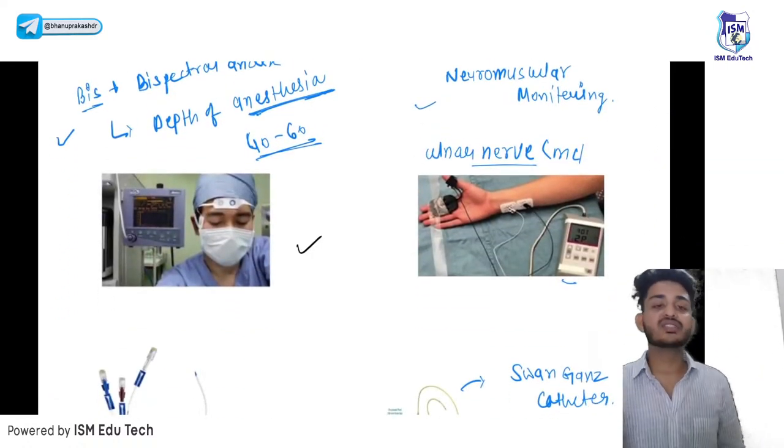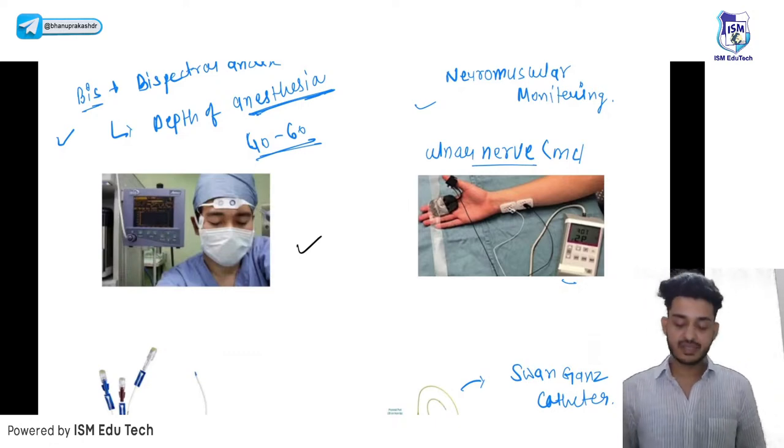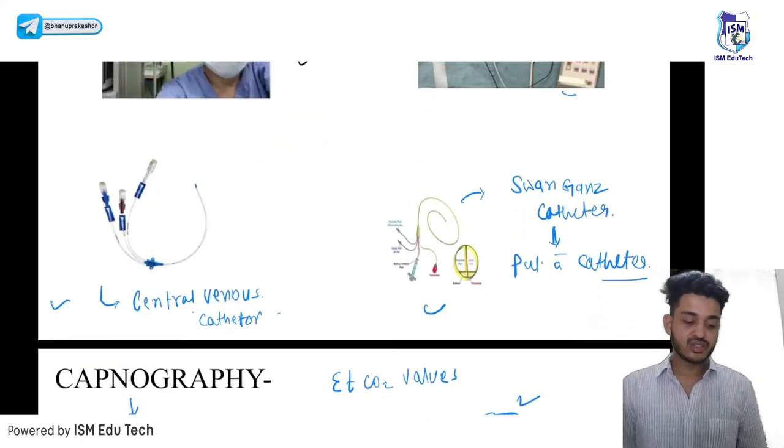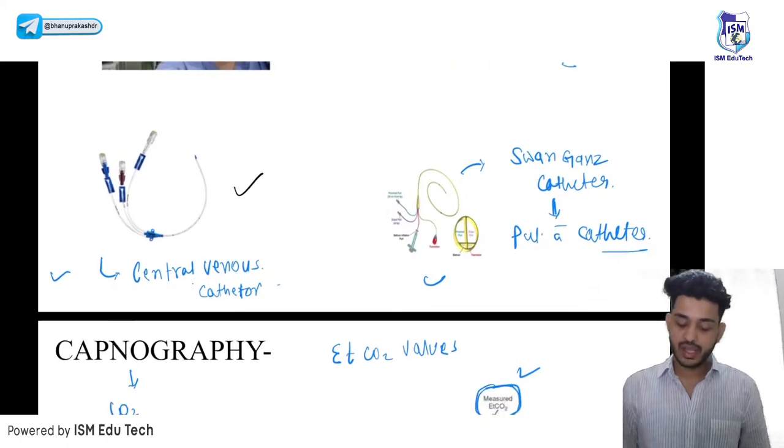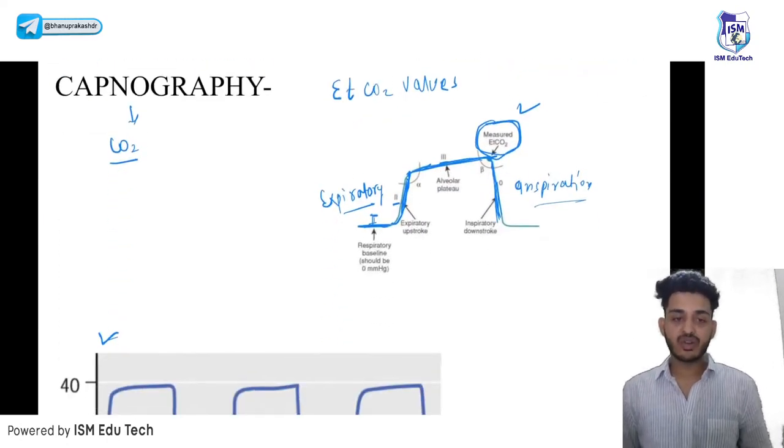This is your BIS, bispectral index. This is your neuromuscular monitoring. This is your central venous catheter. Okay, and this one is your Swan-Ganz catheter. Capnographic graphs we have seen.